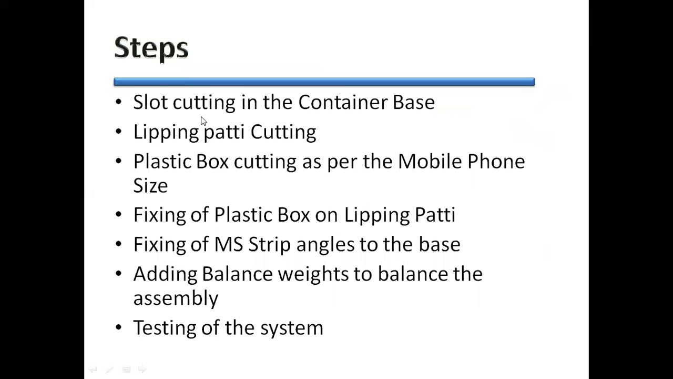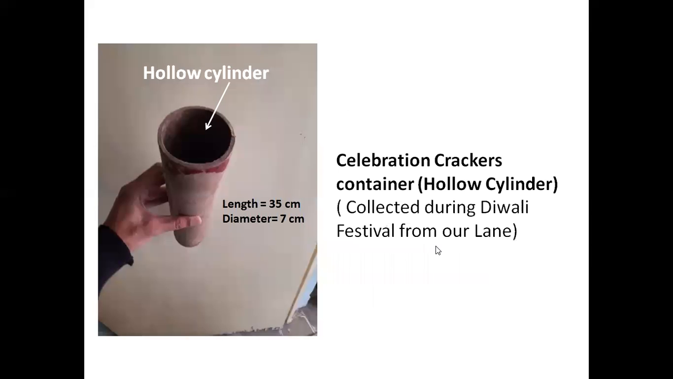The steps involved: slot cutting in the container base, lipping putty cutting, plastic box cutting as per the mobile phone size, fixing of plastic box on lipping putty, fixing of MS strip angles to the base, adding balance weight to balance the entire assembly, and testing of the system. All these steps will be clear if I show you photographs.